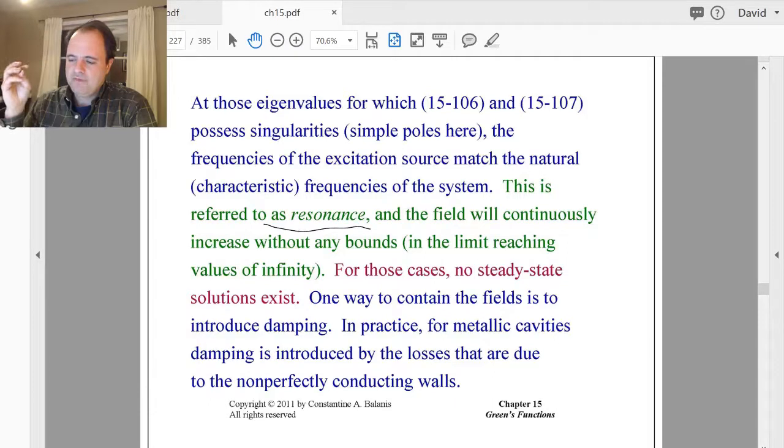One way to contain the fields is to introduce damping. In practice, for metallic cavities, damping is introduced by losses that are due to non-perfectly conducting walls. And the higher the fields, the more loss you have in the system. So after a certain amount of time, the energy you feed into the system will be equal to the energy being absorbed by the lossy walls. But if you have a PEC, that doesn't happen. So at those resonances, you have to be a little bit careful.